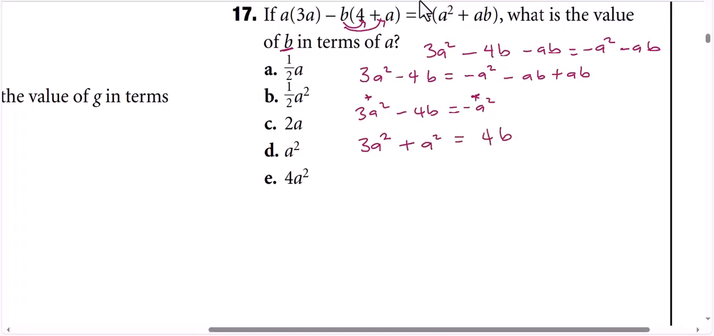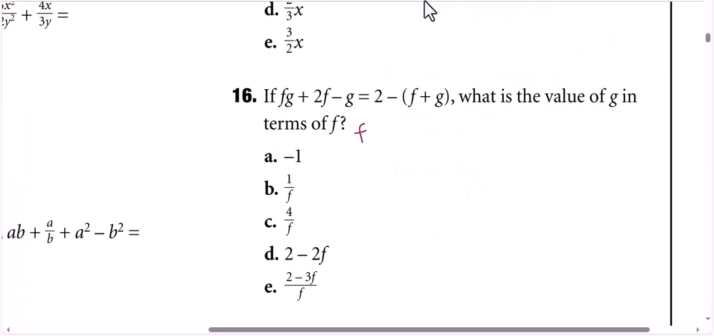So what I simply did was that I moved this to the right hand side, and then I moved this one to the left hand side. So from here, since they are like terms, we can add 3 plus 1 is 4a squared is equal to 4b. Divide both sides by 4, which is the coefficient of a squared and also b. We can cancel out, so that we'll have a squared is equal to b. So you can see that solving for b gives a squared, and that is consistent with option D.